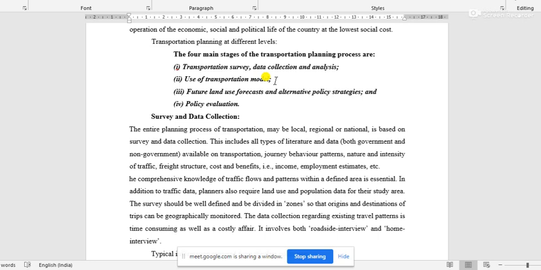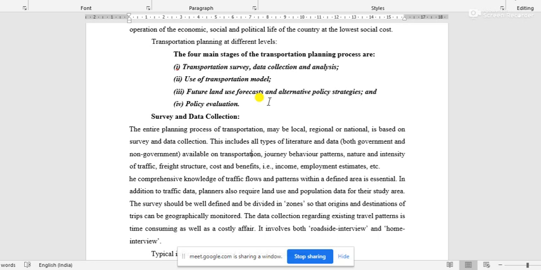And after the transportation modeling, the present modeling, you have to think about the futuristic study, and for that the future land use forecast and alternative policy strategies you have to make. And future land use forecast means the future forecast of population and forecast of land use by the residential area, industrial areas, all those different areas, forecast of land use, and the required transportation services for futuristic consideration. That means in future this much of service is required from this transportation planning.